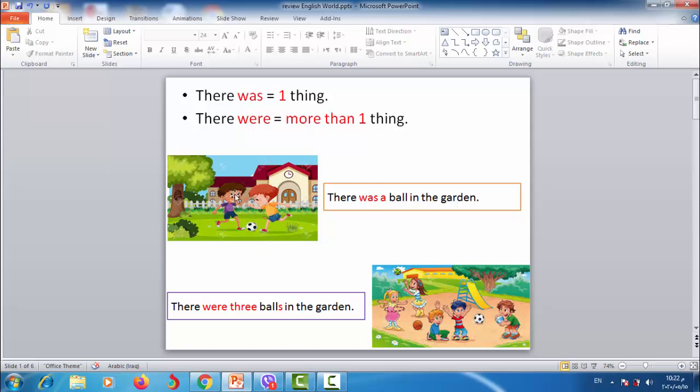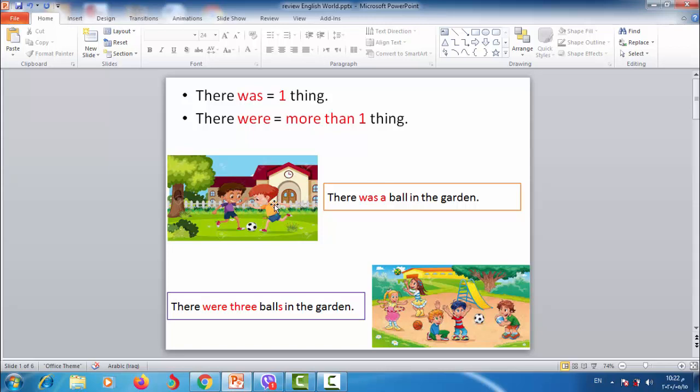There were 2 boys. Look, we can say there were 2 boys because we can see 2 boys. And we cannot say there are because we are talking about the past. Be aware, we are talking about something that happened in the past, not now. So we can say there were 2 boys in the garden.